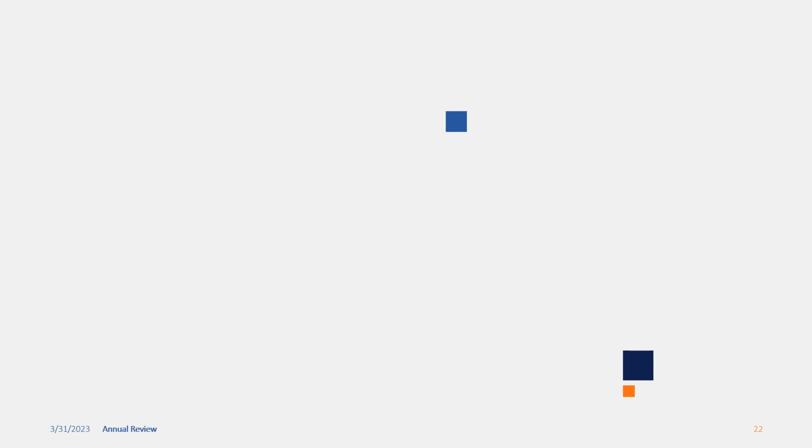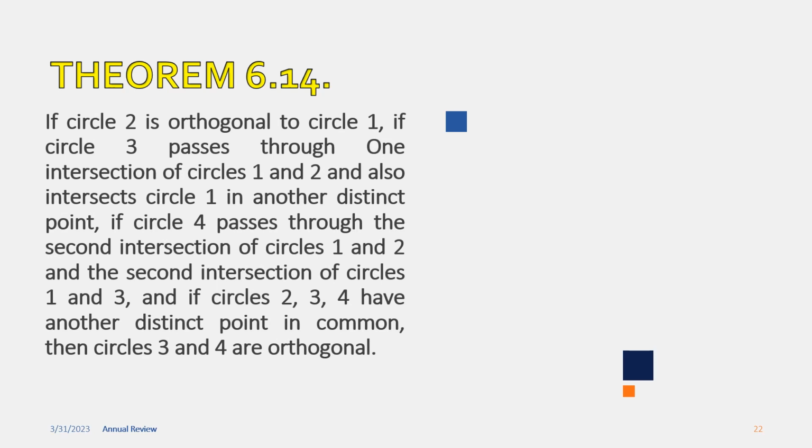So another theorem that I'm going to share with you, Theorem 6.14. The new theorem will involve four circles, and the conclusion will be that two of them are orthogonal. This new theorem, valid in Euclidean geometry, is stated in somewhat complex wording. So let's state the theorem.